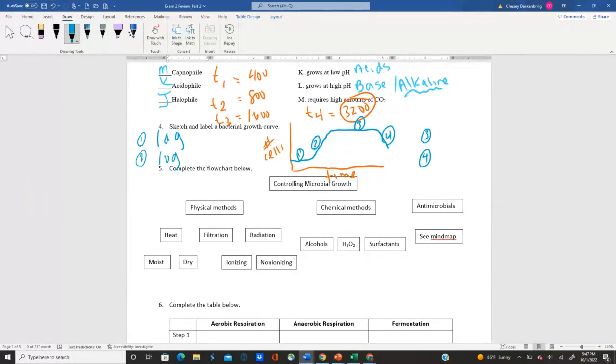So stationary because growth is stationary, okay? But like any living thing, right, it can't just wait forever, okay? It needs food. In this case, they need to divide. And so eventually they enter death phase. And at this point, they're dying logarithmically as well.